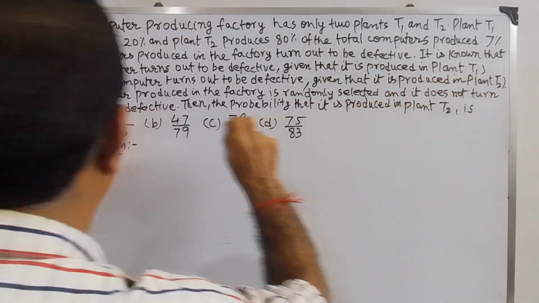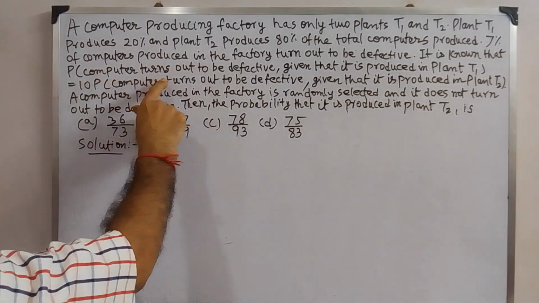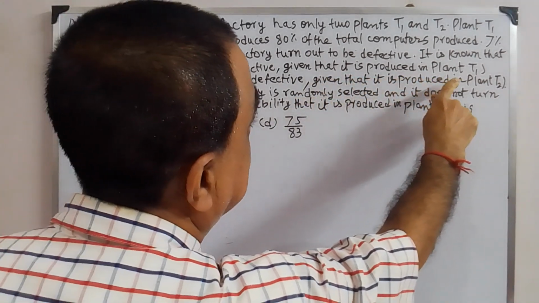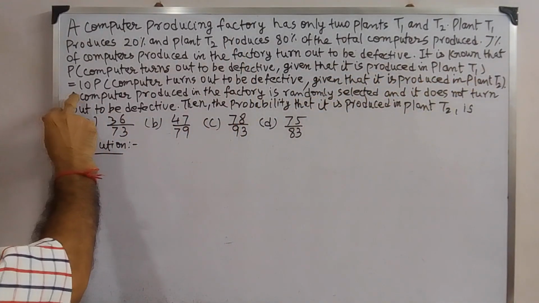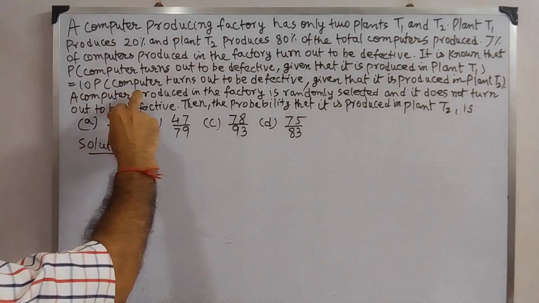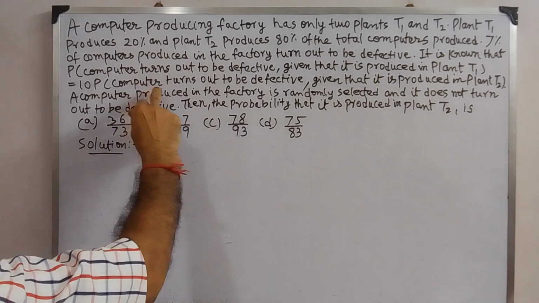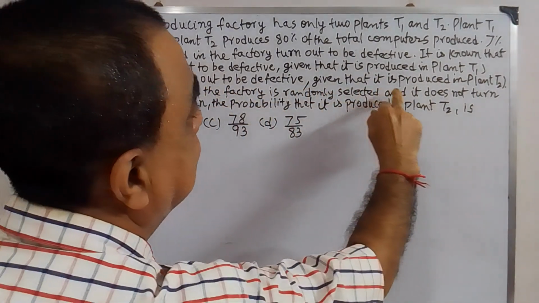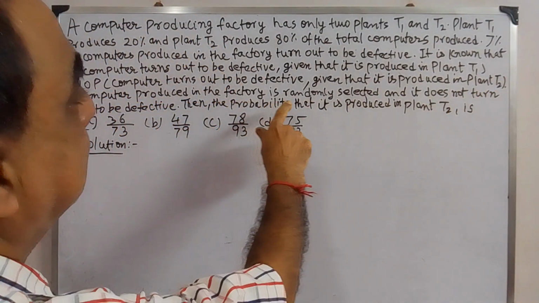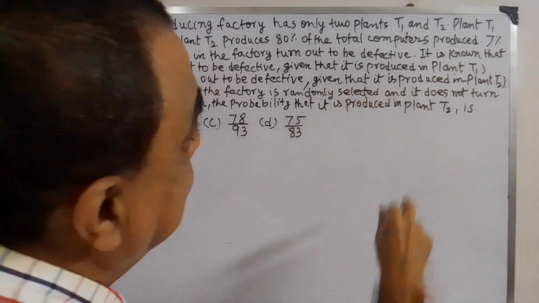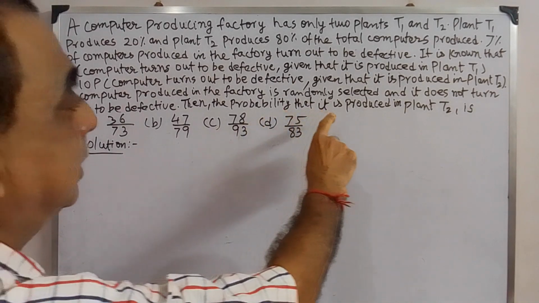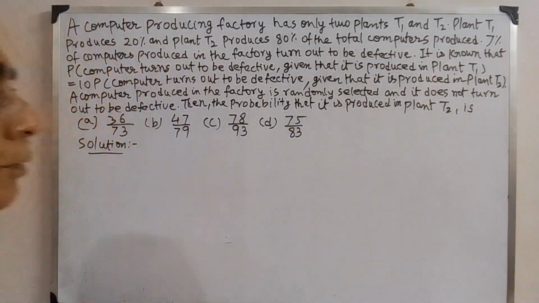It is known that the probability a computer turns out to be defective given that it is produced in plant T1 equals 10 times the probability of a computer turning out to be defective given that it is produced in plant T2. A computer produced in the factory is randomly selected and it does not turn out to be defective. Then the probability that it is produced in plant T2 is.